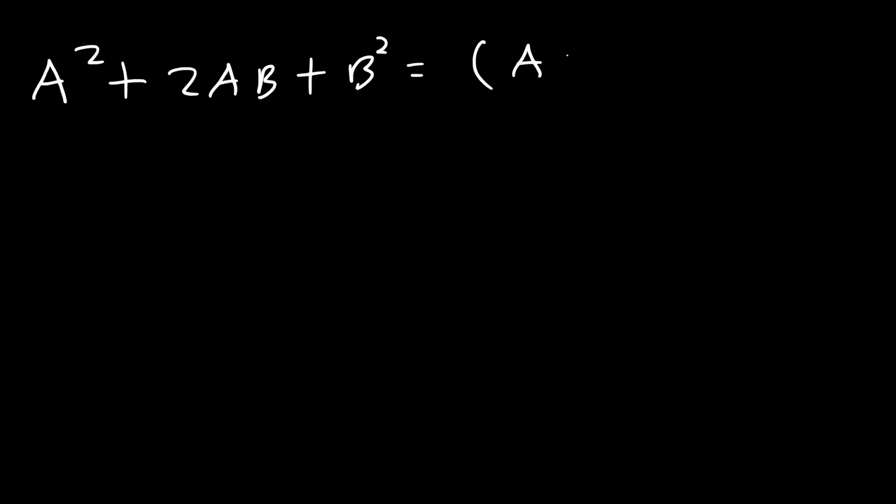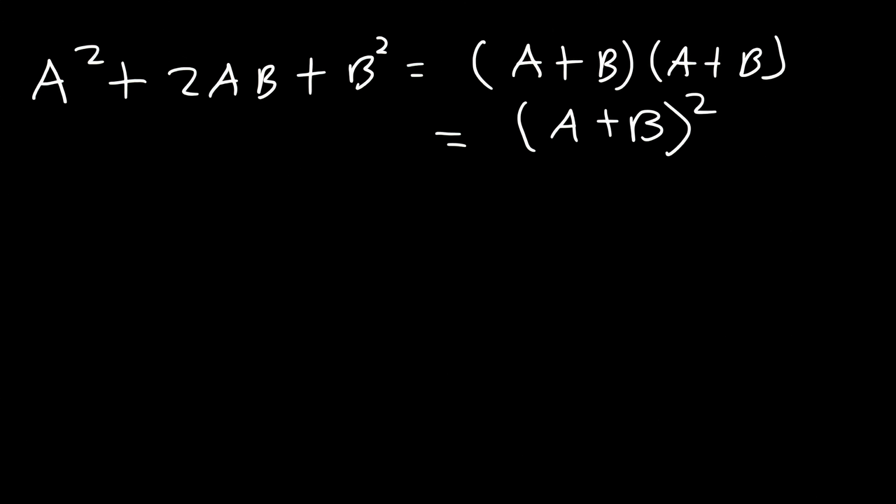In this lesson, we're going to talk about how to factor perfect square trinomials. A perfect square trinomial is in the form a squared plus 2ab plus b squared, and it's equal to a plus b times a plus b, which you can write as a plus b squared.